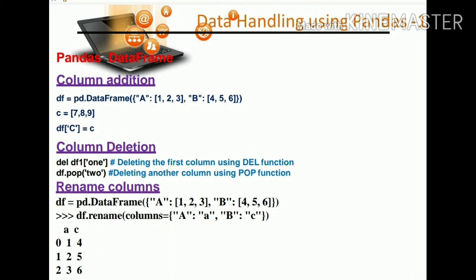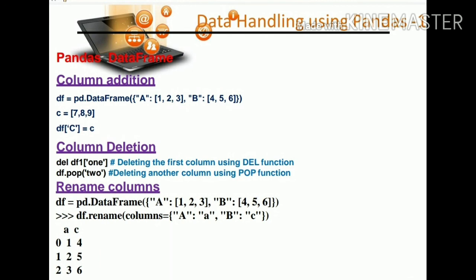I hope it is clear. If you want to delete a column, you can use del or pop. If you want to rename a column, you have to use the rename function, then in brackets columns, and the names of the columns in curly brackets, first the old one and then the new one. See the output. Automatically the index is 0, 1, 2 and the new names of the columns are small a and small c.